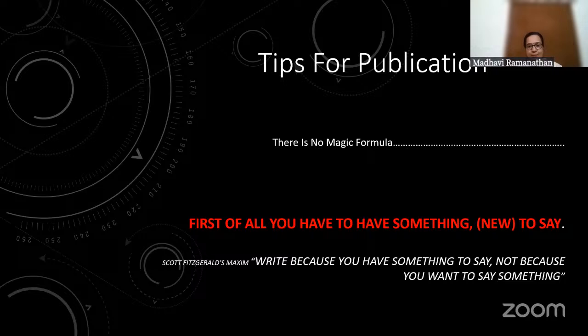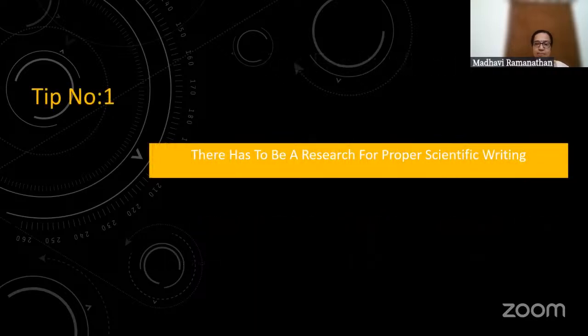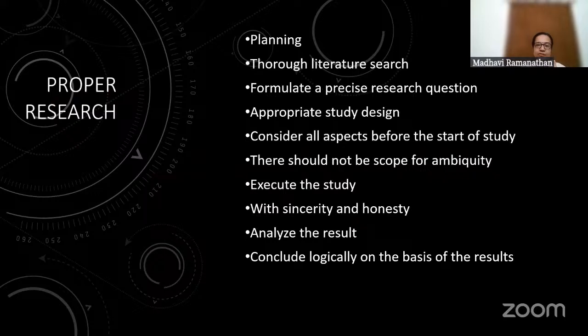That is something new. Just write because you have something to say, not because you want to say something. So there has to be a proper research for proper scientific writing. That is tip number 1. By proper scientific writing and proper research, we have to do proper planning and a thorough literature search. And this is the most important part of this slide: formulate a precise research question.